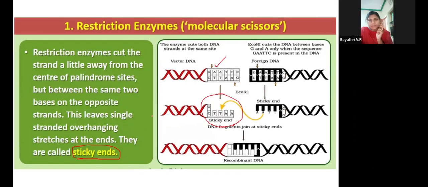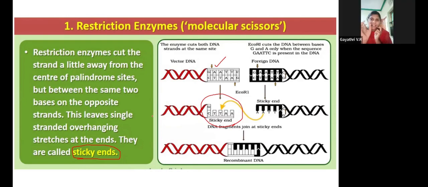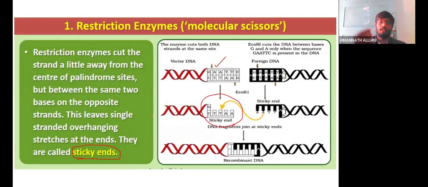Again, when the vector and the foreign DNA are both cut with the same restriction enzyme, very nice, we can connect them with the help of that hydrogen bond. It's easy to connect. Very nice. We can give a little idea.